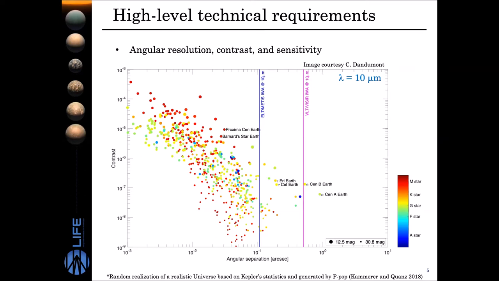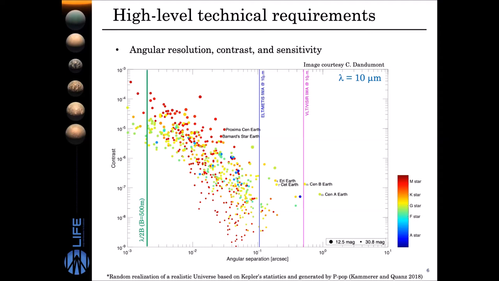But in order to really characterize a significant number of rocky exoplanets, we need a much better angular resolution, a larger telescope. And so if you take a nulling instrument, an interferometric instrument with a 500 meter baseline at 10 micron, this green line shows you what kind of angular resolution we can get. And this is sufficient to characterize most habitable zones around nearby stars.